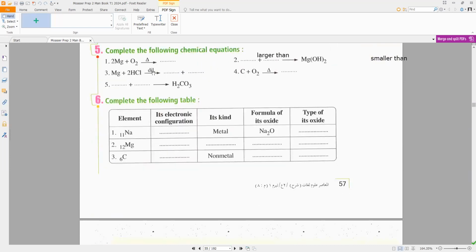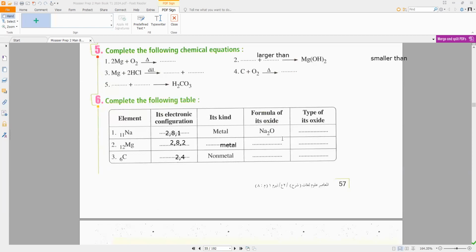You can answer this table. Sodium has electronic configuration 2, 8, 1, and magnesium 2, 8, 2. Carbon will be 2 and 4, non-metal. Sodium has one electron, so it's metal. Magnesium has two electrons, so also metal. Less than 4, it's metal. More than 4 or equal to 4, it's non-metal.